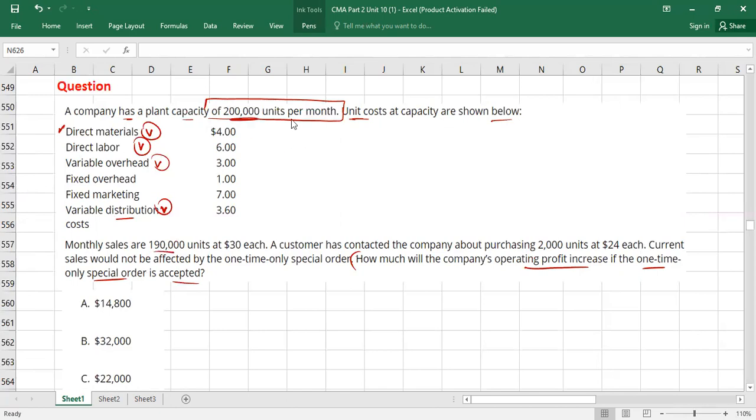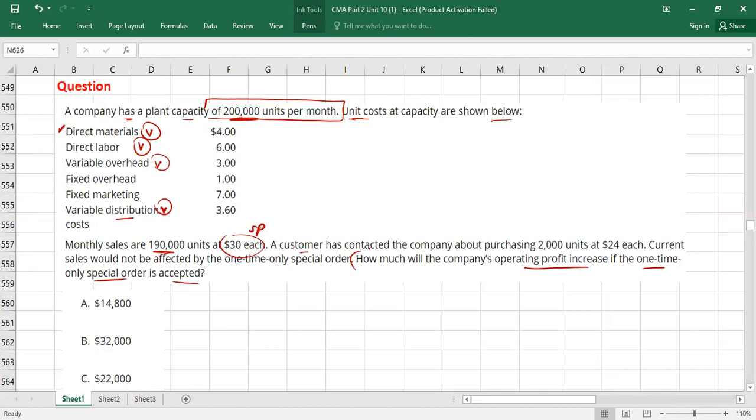Then they are telling you monthly sales are 190,000 units. So you have a capacity of 200,000, but your sale is 190,000 units at $30 each. This is the sale price. So it means you have spare capacity, I can assume, right? Because you have capacity of 200,000, but you are manufacturing and selling only 190,000. It means you have a spare capacity of 10,000 units.